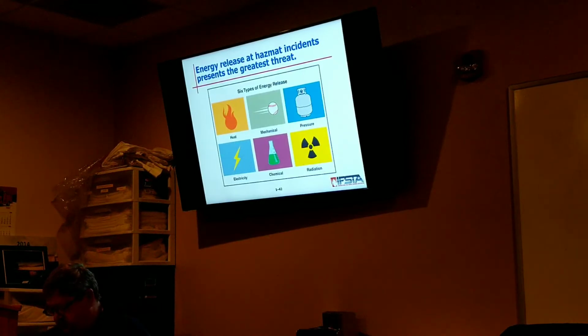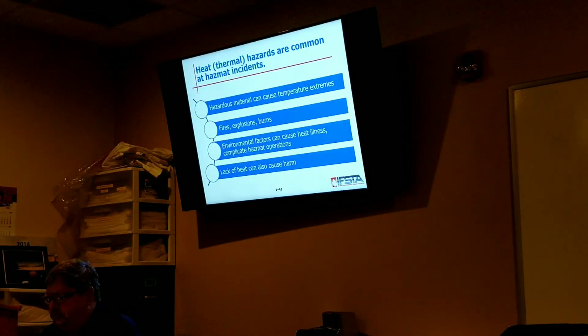Any hazardous materials will release energy due to their chemical or physical properties or the way they're shipped. So we end up with some of these releases: we can get heat, it can be a mechanical release, pressure, radiation, chemical, electricity. Okay? Heat, thermal. They're common at a hazmat incident.